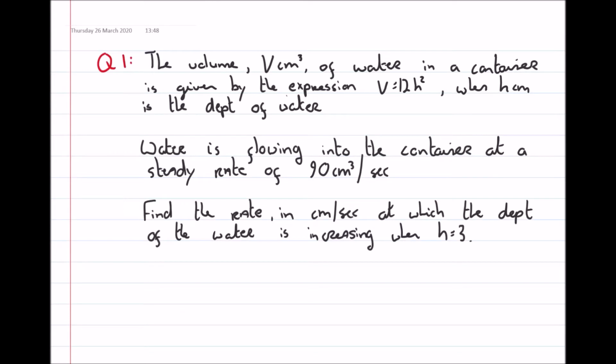Next question. And the more we go through these, hopefully the more you'll understand it. So read the question carefully. The volume, V centimeters cubed, of water in a container is given by the expression V equals 12H squared, where H is the depth of water. So if we put in, whatever, 3 as the depth of water, then it'll spit out what the volume of water in the container is. The water is flowing into the container at a steady rate of 90 centimeters cubed. So I have a rate of change there.